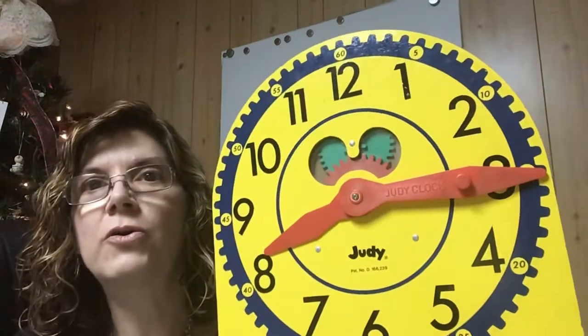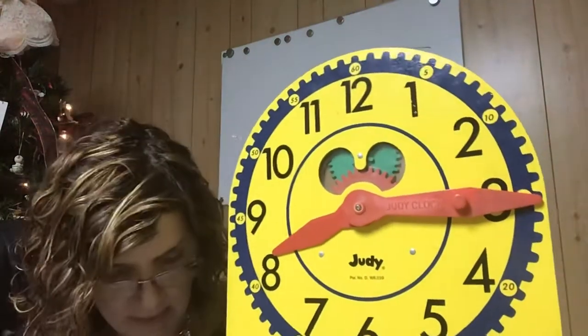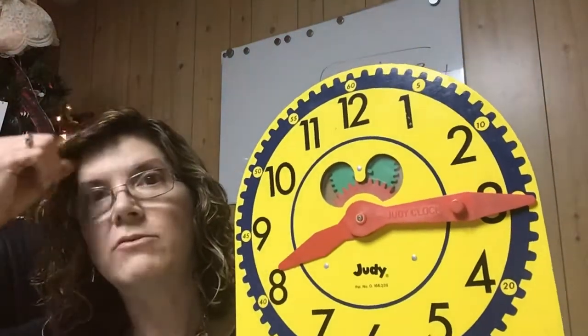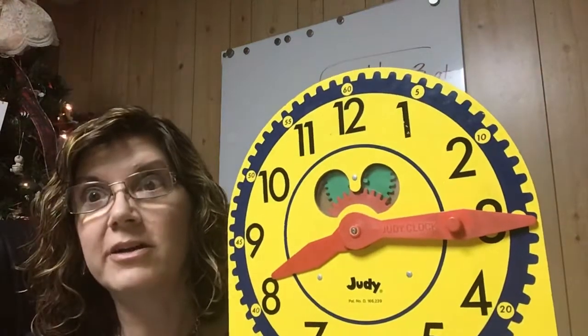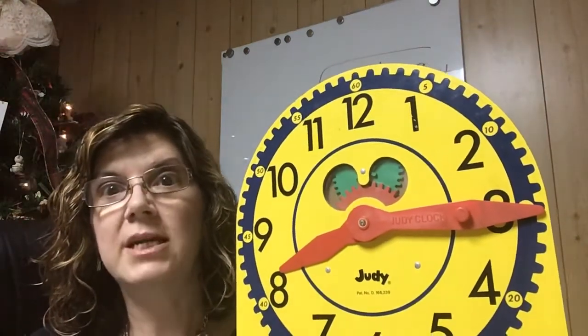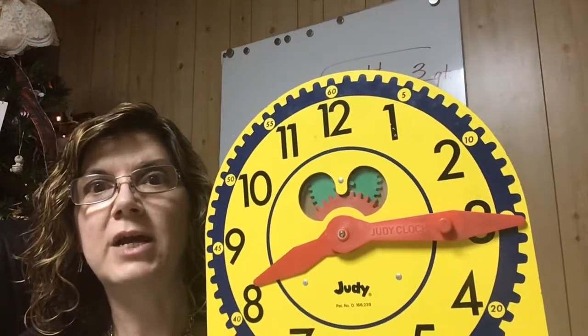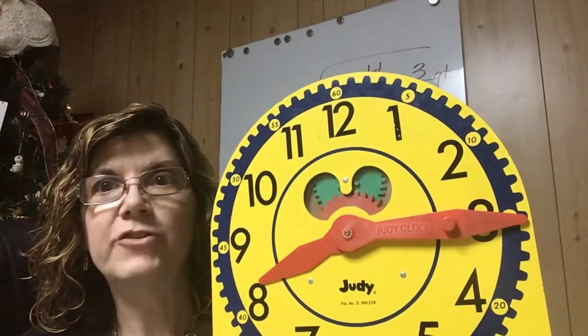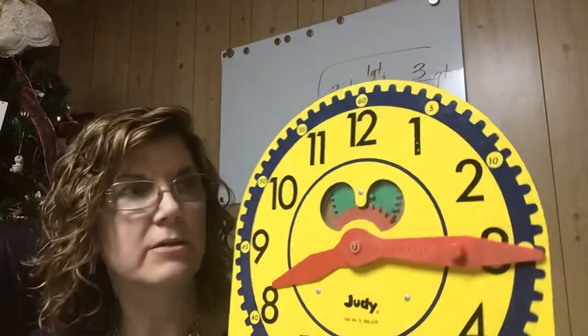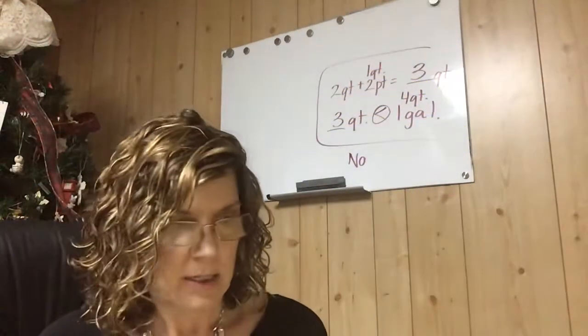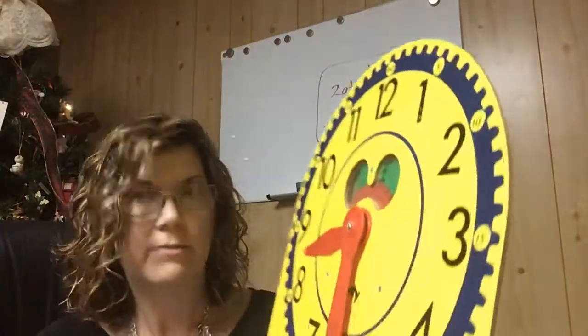Don't forget to put the 8. Quarter after 8. Make sure you spell quarter correctly. I would take off a point. The word is right there to copy. So I would take off a point if you spell it wrong. Quarter. Q-U-A-R-T-E-R. After. A-F-T-E-R. 8. All right, the next one says this.